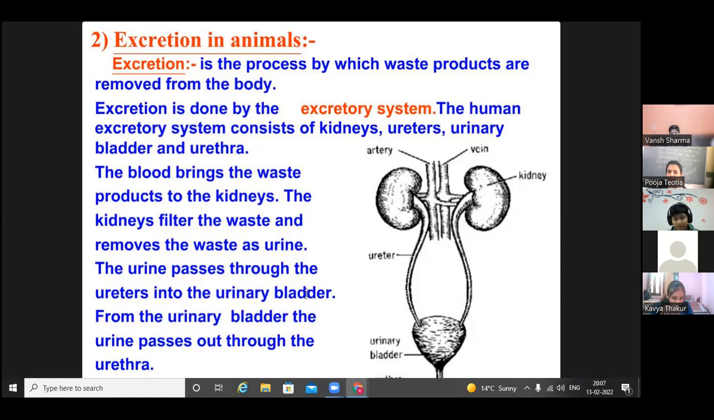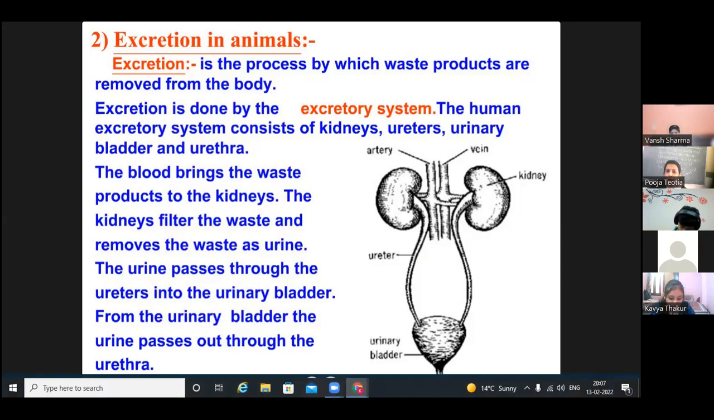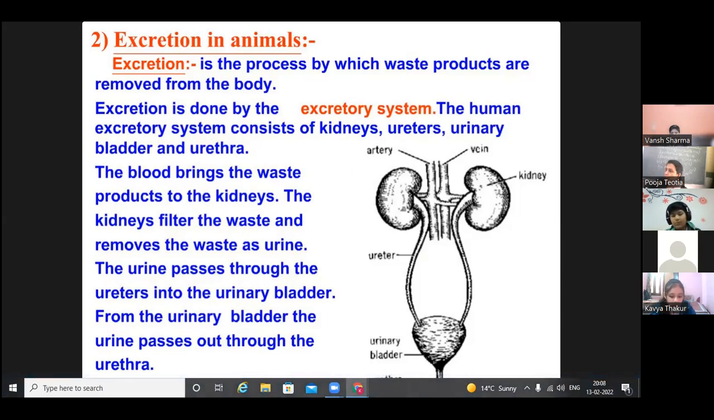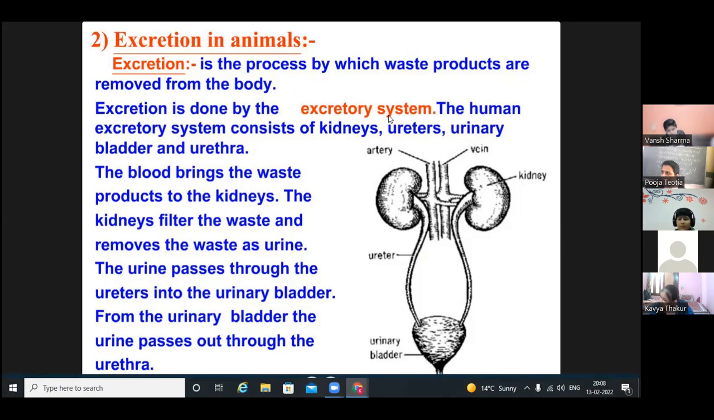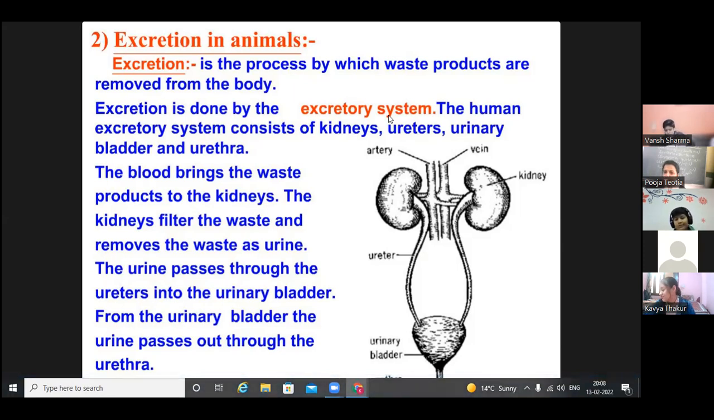Okay, so children, the diagram is there. I want each one of you to draw the diagram, and you should know how to label it. See, on the top, two tubes are there: one is for the arteries and the second is for the veins. Two bean shaped kidneys. What is the shape of a kidney? Bean, B-E-A-N. You have seen beans, the ones that people eat, rajma. The shape of the kidney is bean shaped. You can see it in the diagram too.